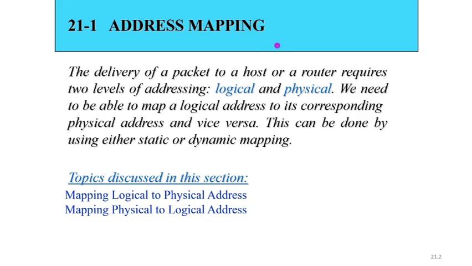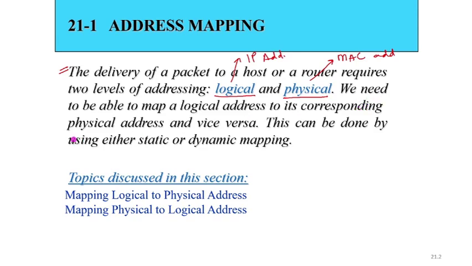Like the MAC address. Okay, so the IP address is basically dealing with the network layer, and the physical address deals with the data link layer. Okay, so whenever we have the delivery of a packet to a host or a router, it requires two levels of addressing. One is the logical addressing, another one is the physical addressing. Logical addressing is basically the IP address, physical addressing is basically the MAC address. So that we have already seen.